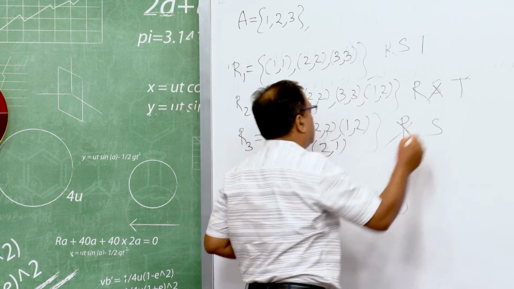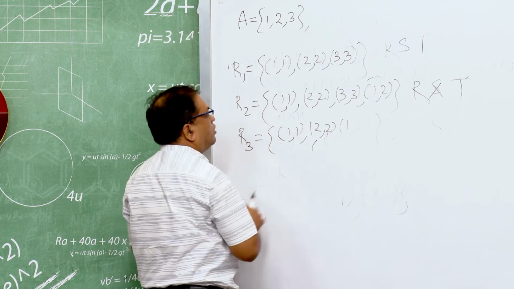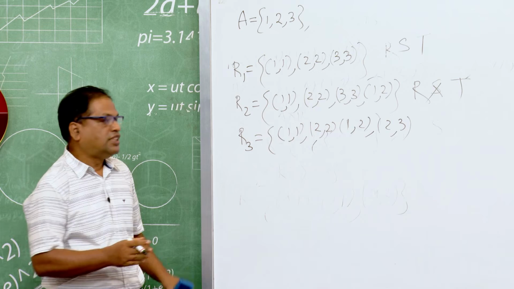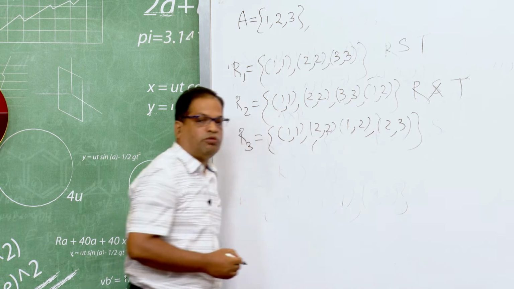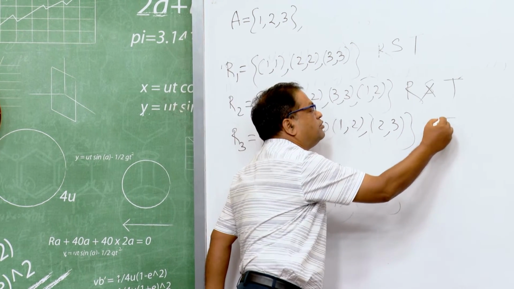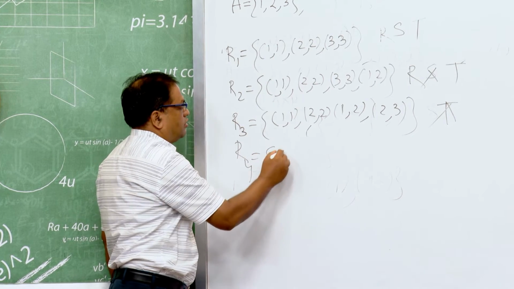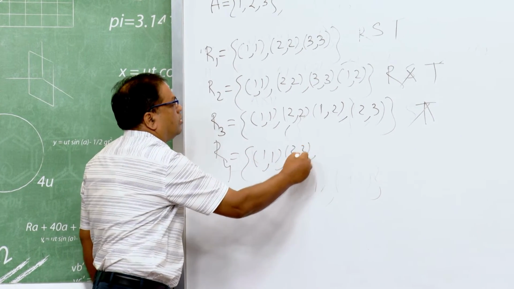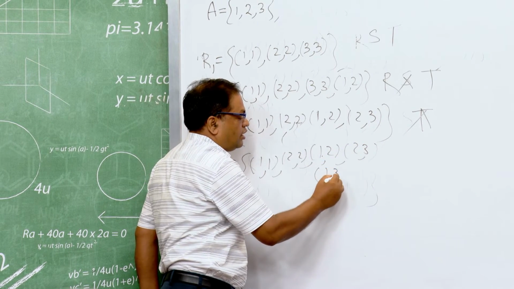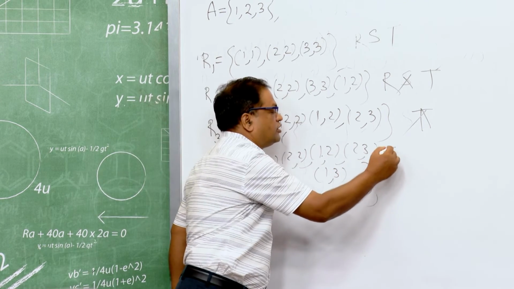So, this is transitive. And finally, suppose R = {(2,2), (1,2), (2,3)}. This is not transitive because (1,2), (2,3) are present, there is no (1,3). So, this is not transitive. Now, we can make it transitive: (1,1), (2,2), (1,2), (2,3), and since (1,2), (2,3) are present, we have to add (1,3). Now, this is not symmetric. So, this is a transitive relation.